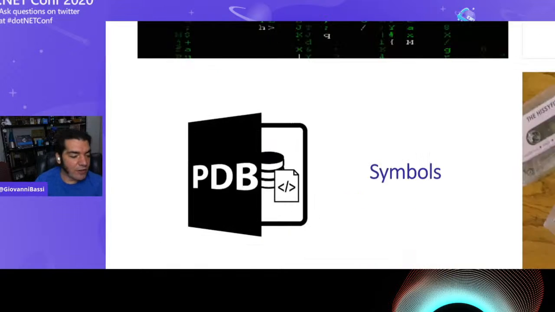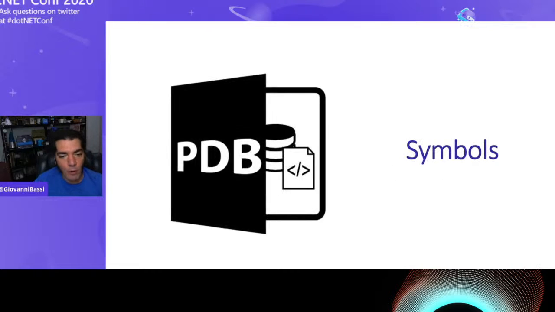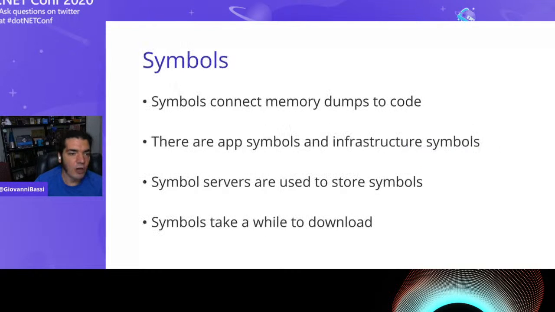Let's talk a little bit about symbols. Symbols are super important. I showed you that when you publish an application, you usually publish symbols, and you have seen those. Maybe you didn't know what it was for, but those are those .pdb files that get published when you publish a .NET application. So they actually connect your memory dumps to your code. So they are mapping what's in memory to your source code.